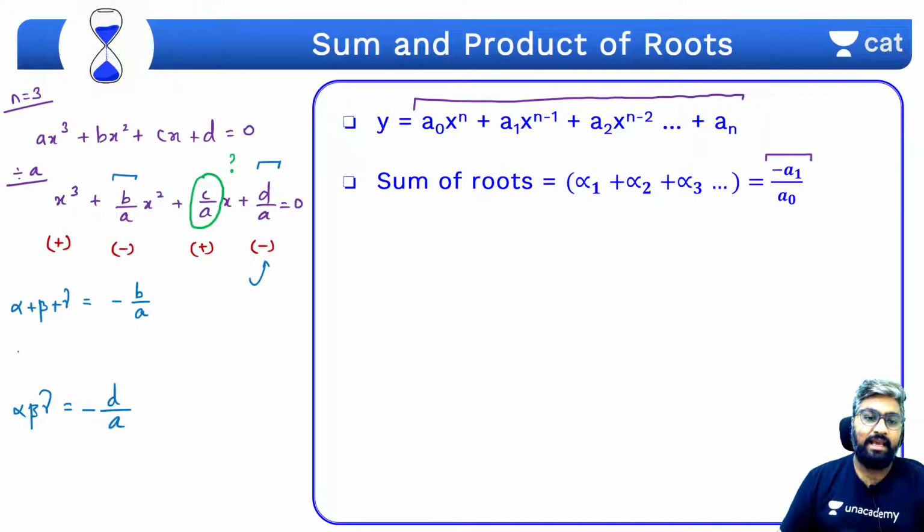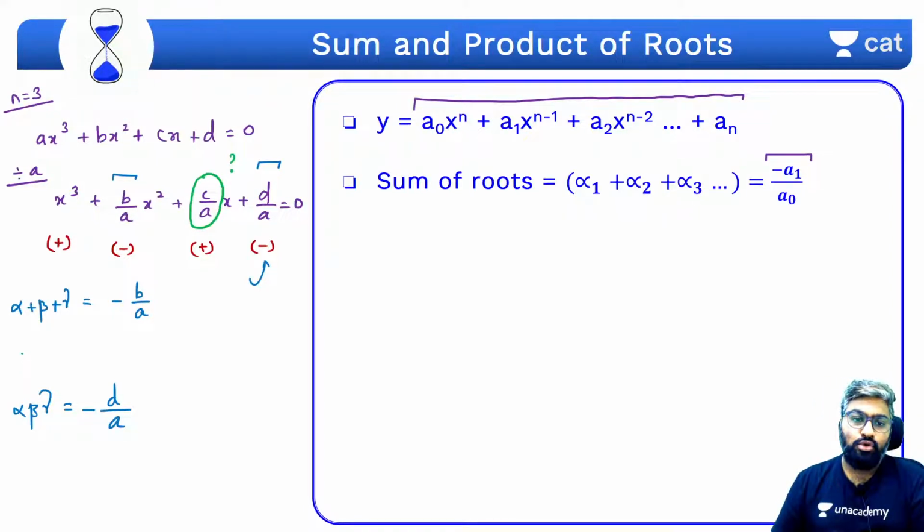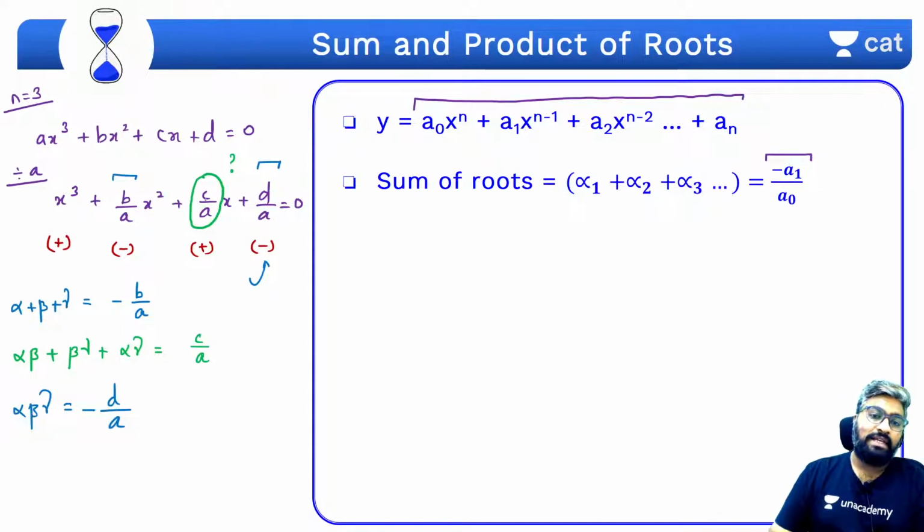The c by a is going to be sum of the roots taken 2 at a time. Take two roots together, alpha beta plus beta gamma plus alpha gamma. Taking them two together, pairs. Sum of the pair of products will be equal to c by a. What is the sign assigned to c by a? Positive. So this will be plus c by a. Clear?